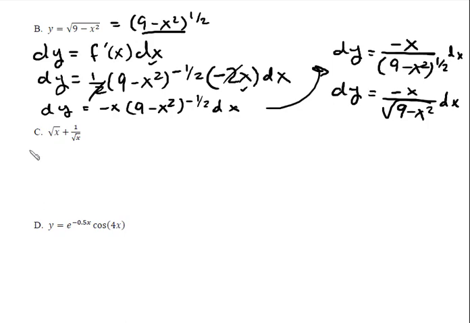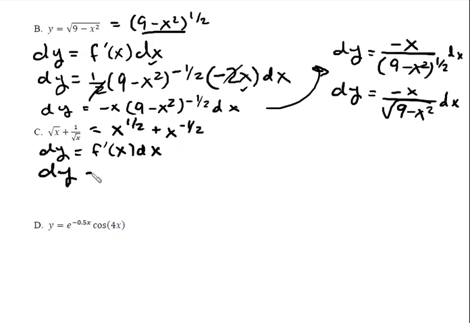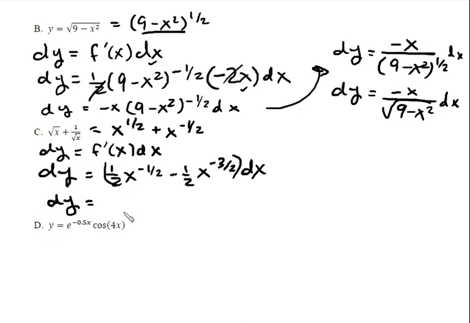Alright, so now let's try problem C here. So we know again dy is equal to f prime of x dx. And I'm going to rewrite this as x to 1/2 plus x to minus 1/2 to make it a little bit easier to find the derivative. So dy is equal to 1/2 x to the minus 1/2, and then minus 1/2 x to the minus 3/2, and then dx. And then if I rewrite that without the negative exponents, it's 1 over 2x to the 1/2 minus 1 over 2x to the 3/2, and then dx.